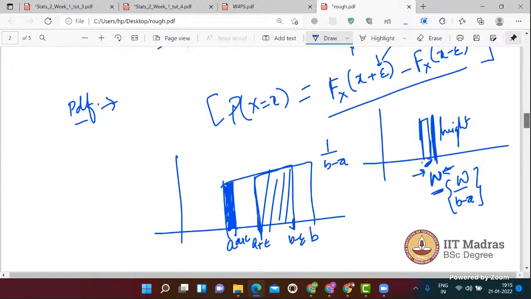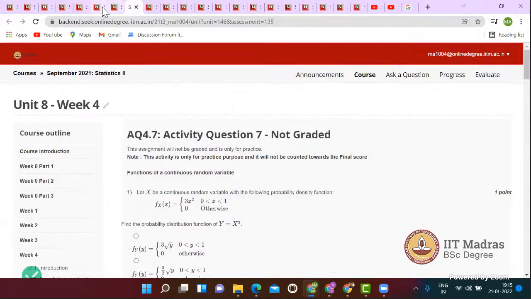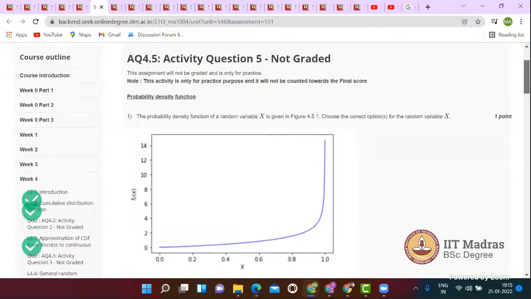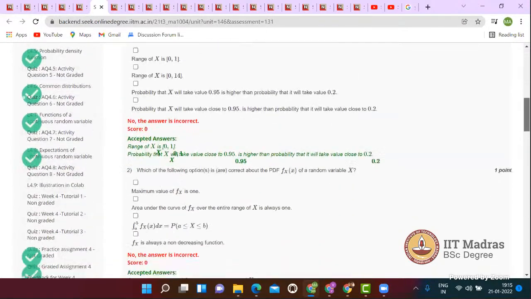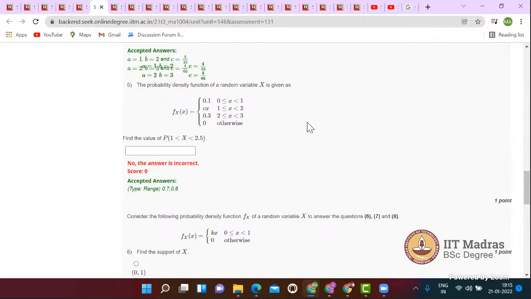Activity 4.5, question number 1, the fifth one. The PDF of the function is given, find the value of c. So for c, just do the summation, and that equals 1. So you'll get c, right? We will get cx only.